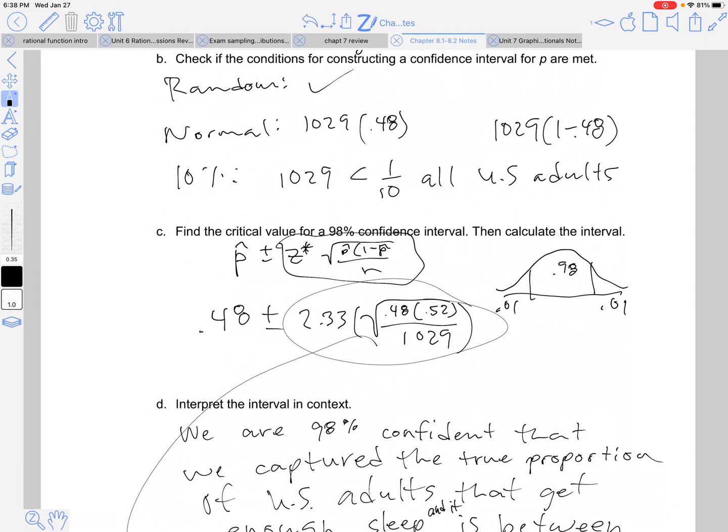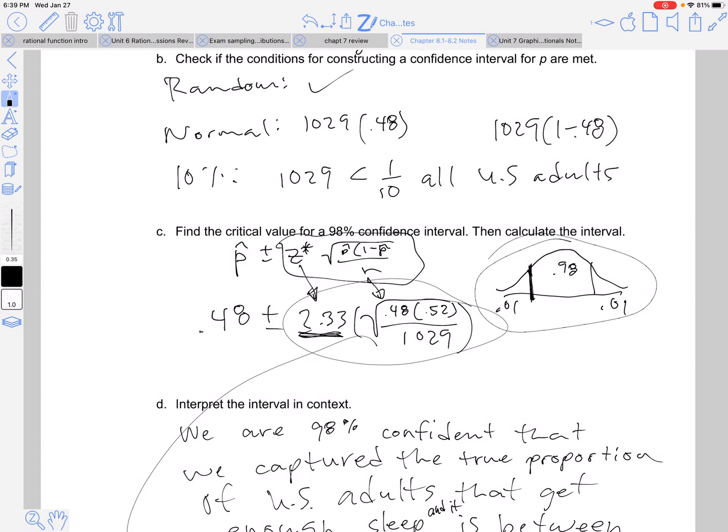Okay, find your critical value for 98%. So we're going to find a z-score for 98%. If you look over here, if we have 98%, we have 1% on each side. So I just did inverse norm of 0.01, and I got 2.33 as my z-score. Now, I haven't actually calculated my standard deviation, but that's how I'd do it.